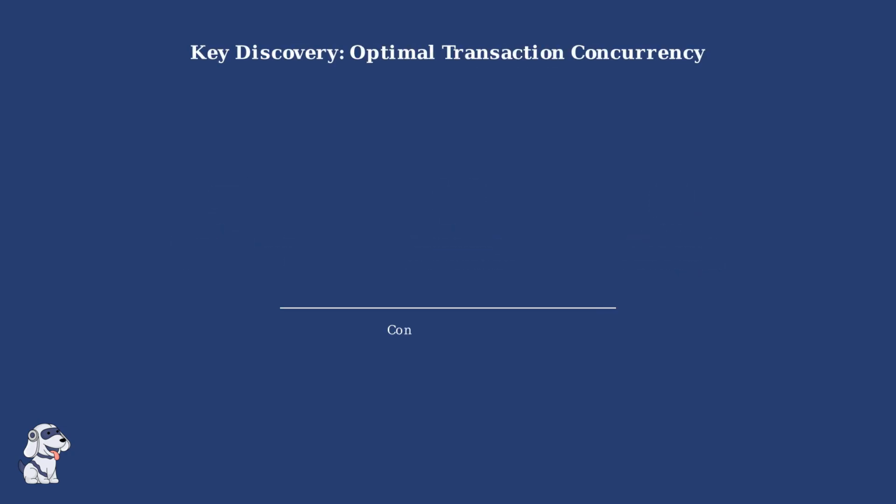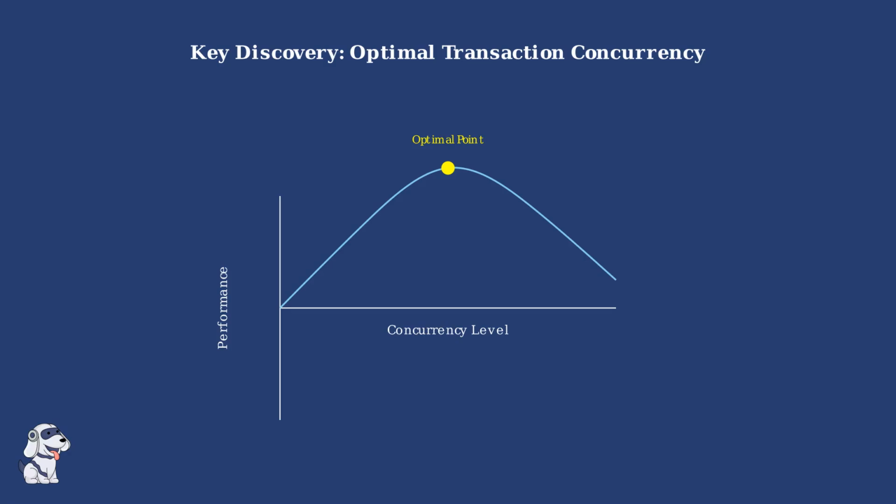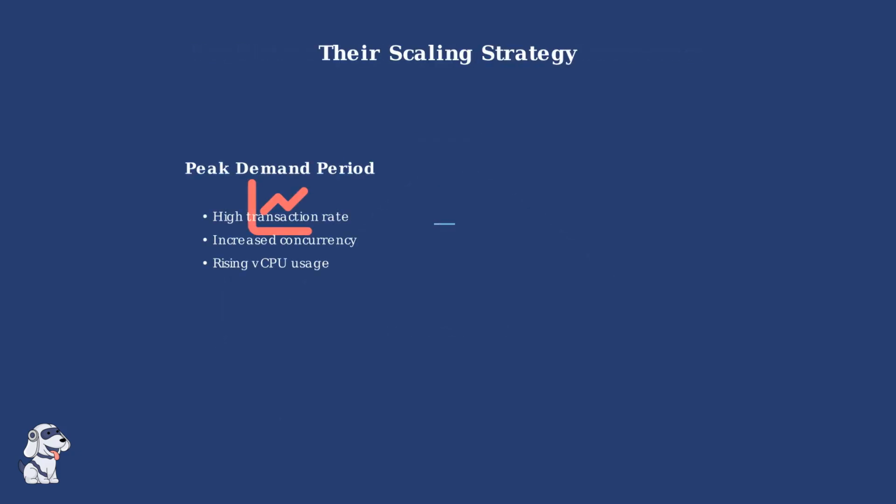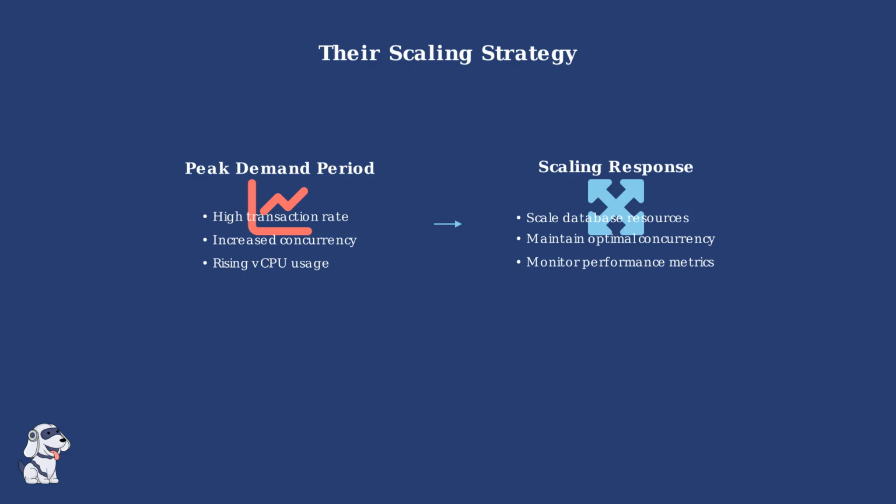Through careful monitoring, YourSurprise.eu discovered there's an optimal transaction concurrency level. Too few concurrent transactions underutilize the database, while too many cause contention and reduce performance. They found the sweet spot where performance peaks. When YourSurprise.eu detects peak demand periods with high transaction rates and increased concurrency, they proactively scale their database resources. They maintain their optimal concurrency level while adding more processing capacity to handle the increased load.